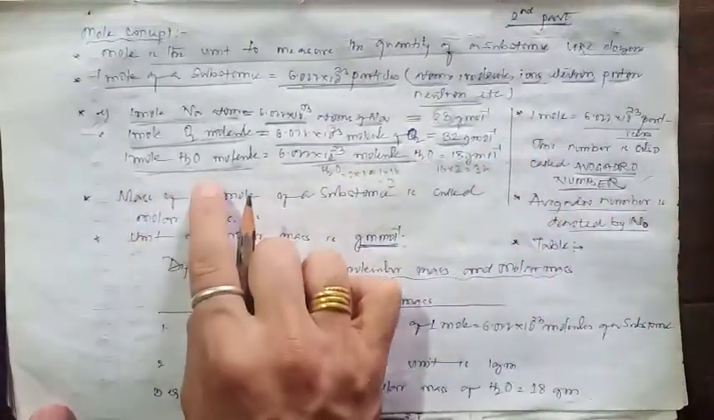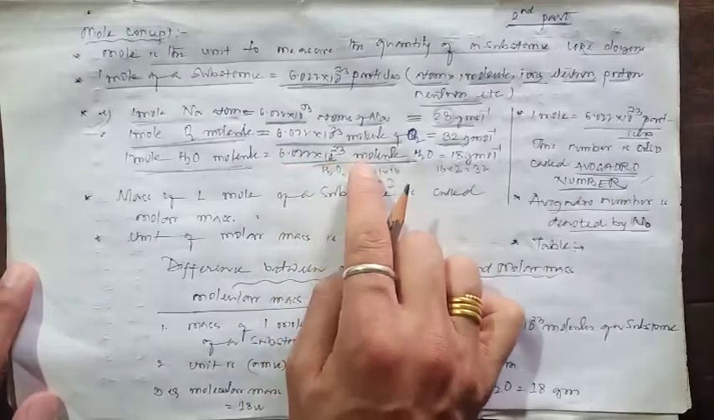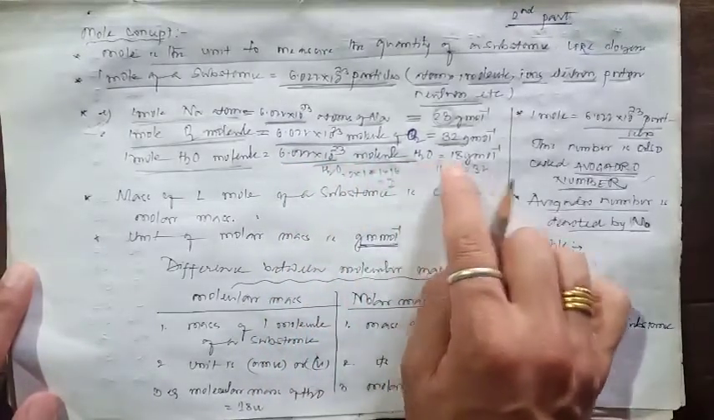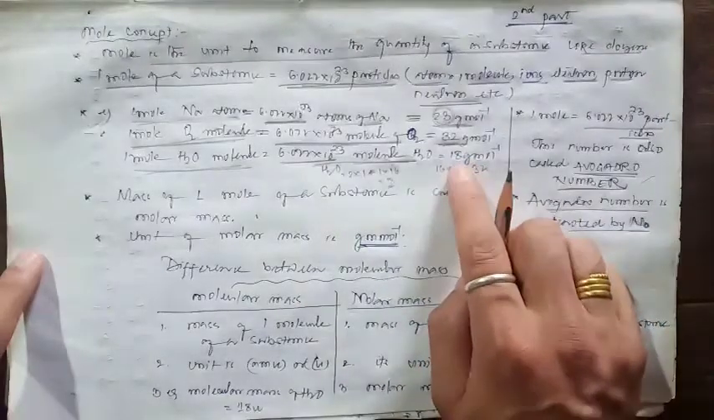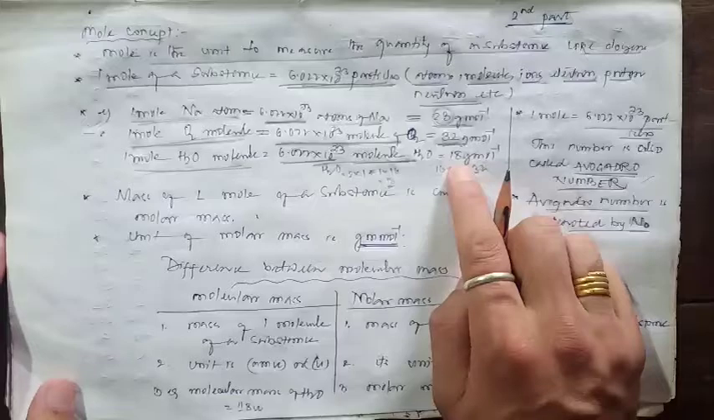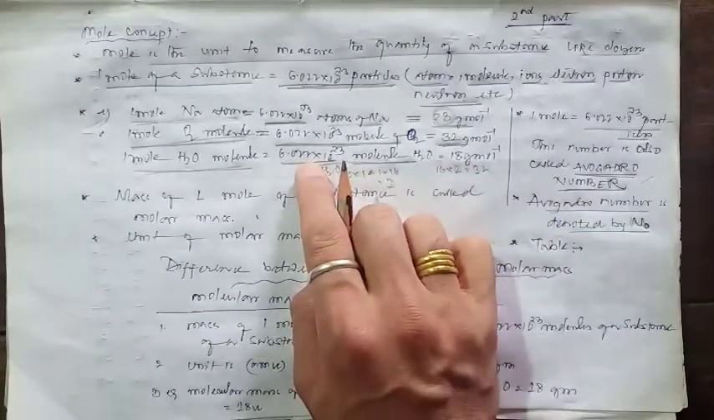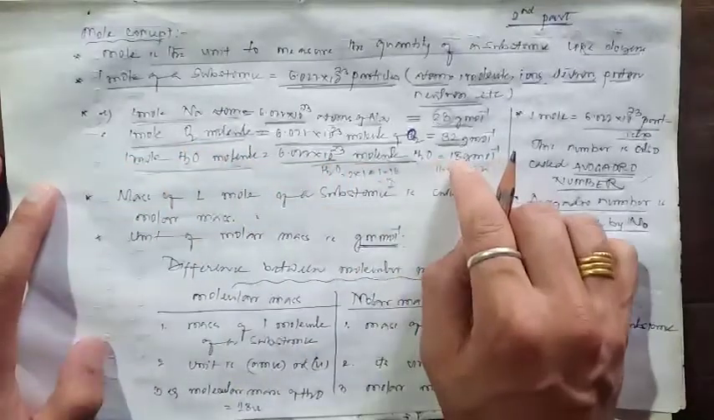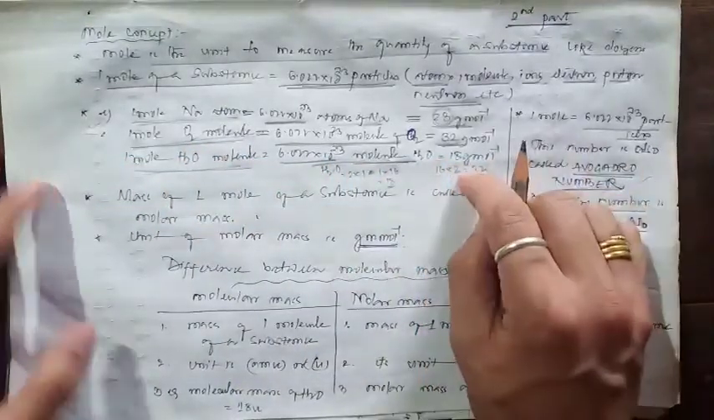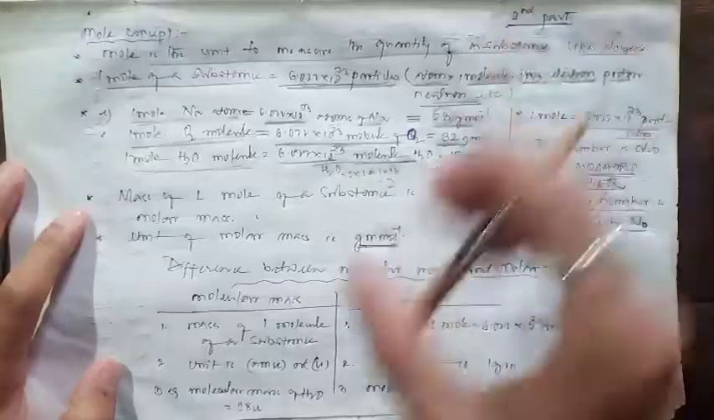So 1 mole of water molecules means a collection of 6.022 × 10^23 molecules of water, which also equals 18 gram. Now, student, suppose 18 gram of water is given to you. You must understand it's a collection of 6.022 × 10^23 molecules. So when I say 1 mole of water is given to us, it means 18 gram. Conversely, if I say 18 gram of water is given to you, it means 1 mole of water molecules is given to you.